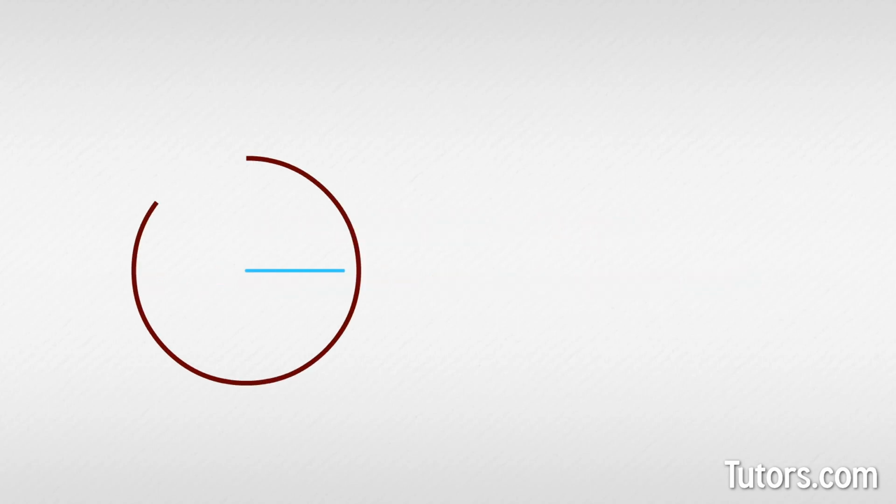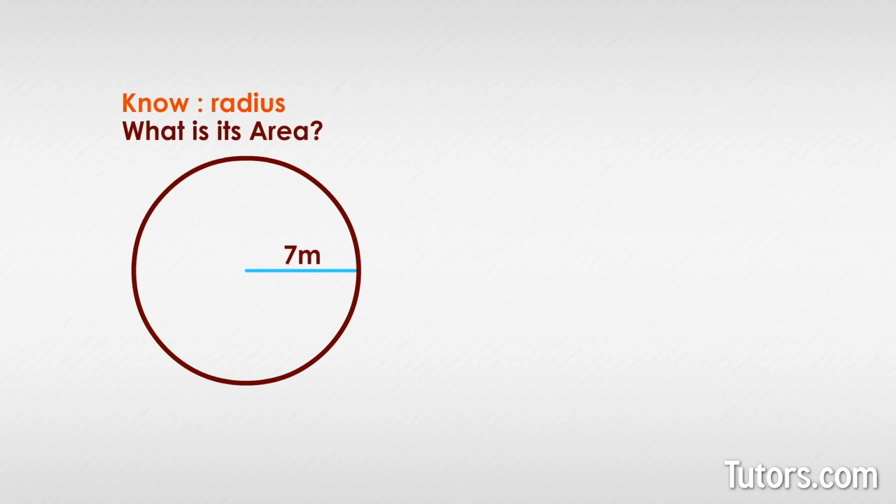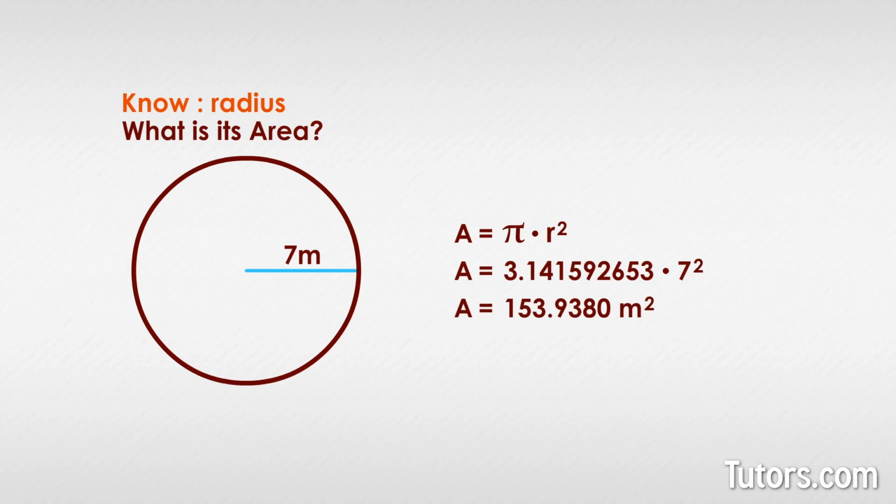Here is a circle with a radius of 7 meters. What is its area? We'll start by plugging in the 7 into our formula A equals pi times r squared. Now simplify. You should get A equals 153.9380 meters squared.